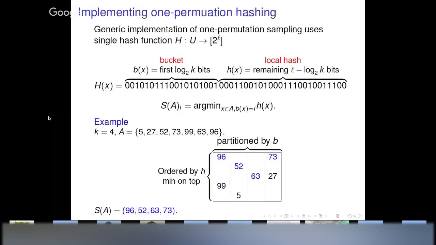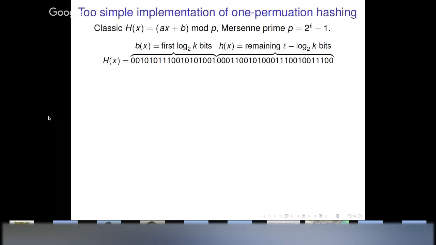And the generic way of implementing such a scheme is that you take your keys and you throw them into L bits, and you use the first log K bits to tell you which bucket you want to end in, and then you use the remaining bits to have this local hash value that you use to find out who's biggest and who's smallest within each bucket. That's just one of the many ways you can do it, but it's at least a natural one. So again, I'm going to look at the same example. We're basically just computing one hash value to get both of these things, the bucket and the local hash value.